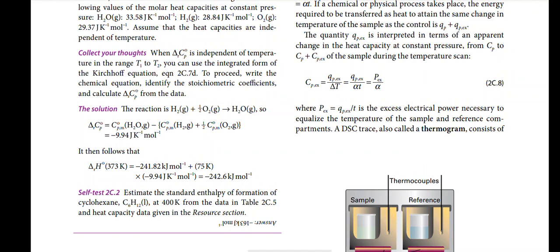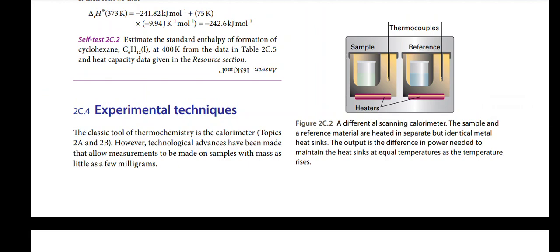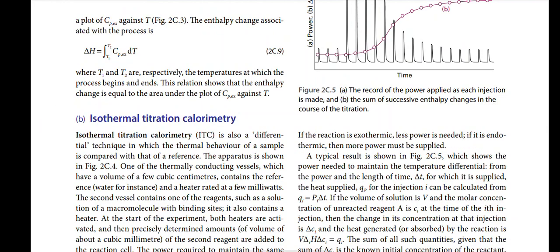A DSC trace, also called a thermogram, consists of a plot of Cp,ex against T. The enthalpy change associated with the process is ΔH = ∫Cp,ex dT, integrated from T1 to T2, where T1 and T2 are respectively the temperatures at which the process begins and ends. This relation shows that the enthalpy change is equal to the area under the plot of Cp,ex against T.